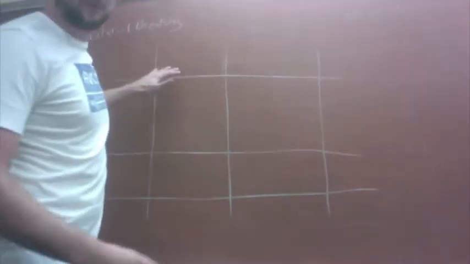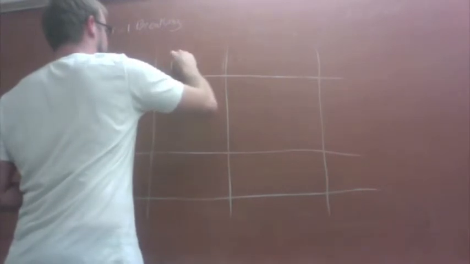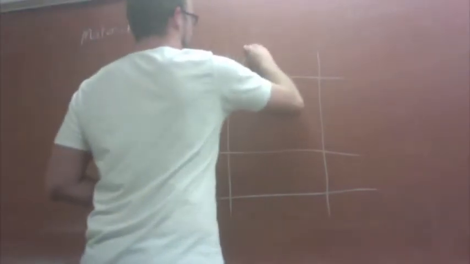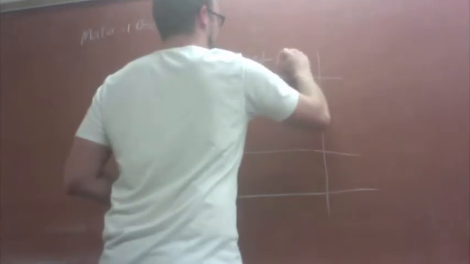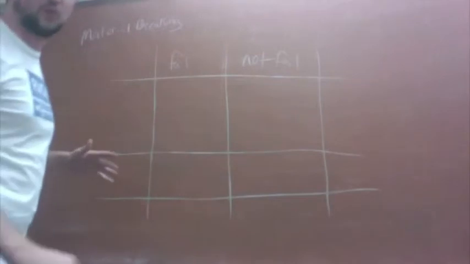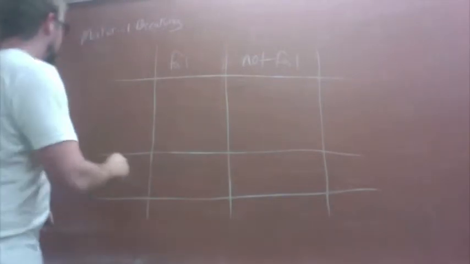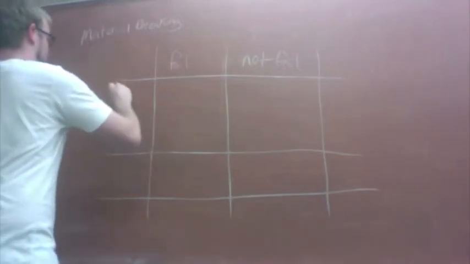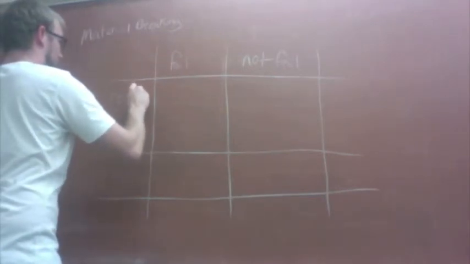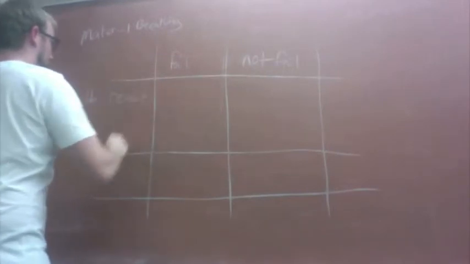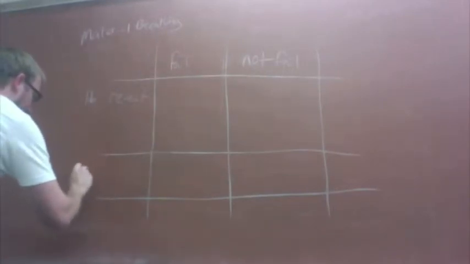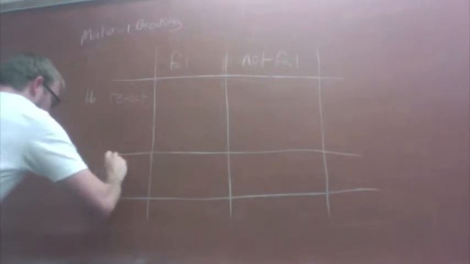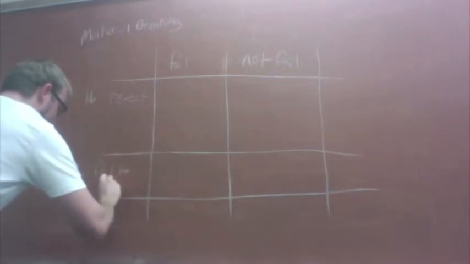And for the material breaking strength, we're going to say it's going to fail or not fail. And on this side, we're going to list our null hypothesis, whether it's accepted or rejected. So this is H0 reject and H0 fail to reject.